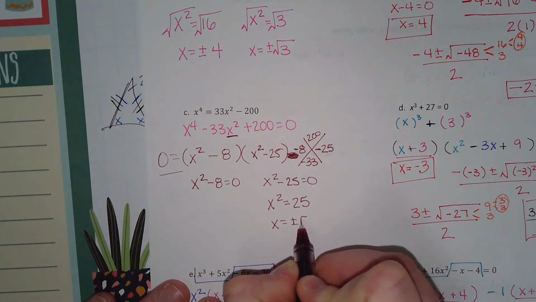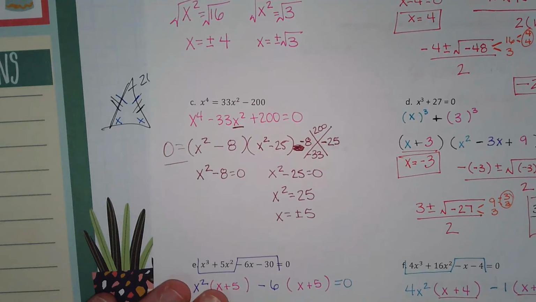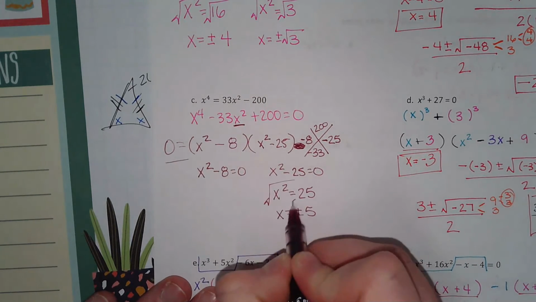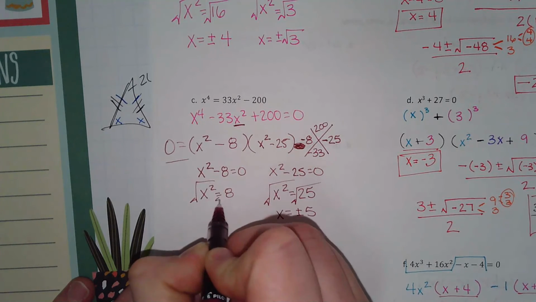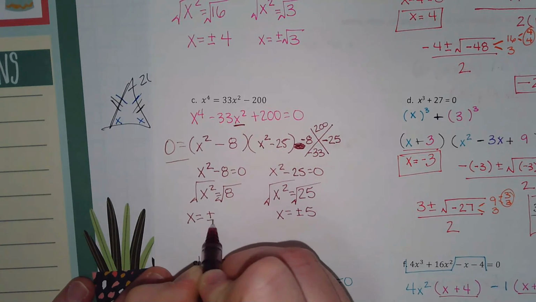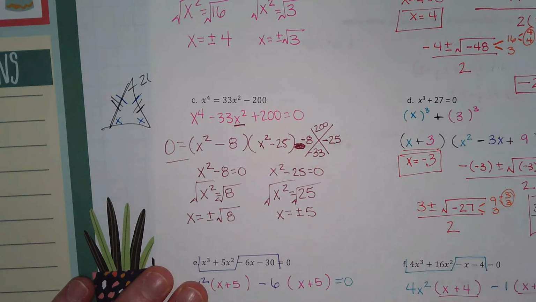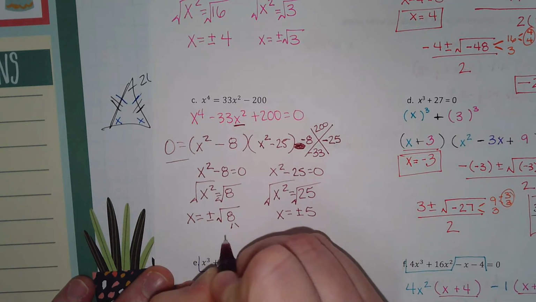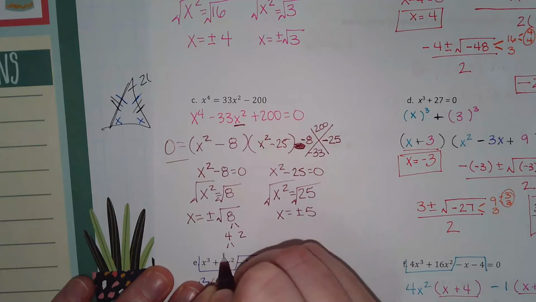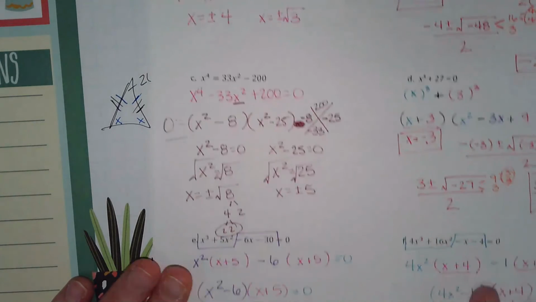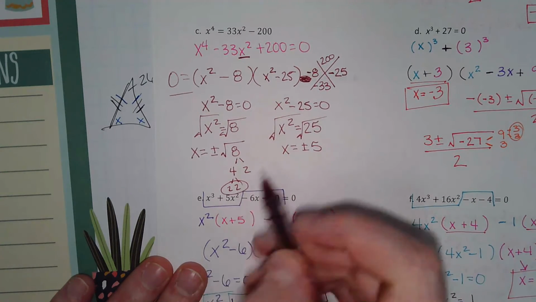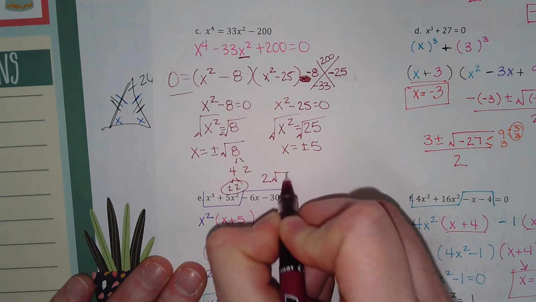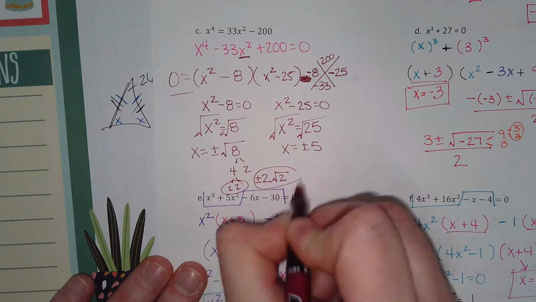Do we all agree that's plus or minus 5? Yeah. That's great. X squared equals 8. Square root both sides. X equals plus or minus square root of 8. Are you done? No. Break it down. Got to break it down. So, pair of 2's come out. Square root of 2. Plus or minus. Answer.